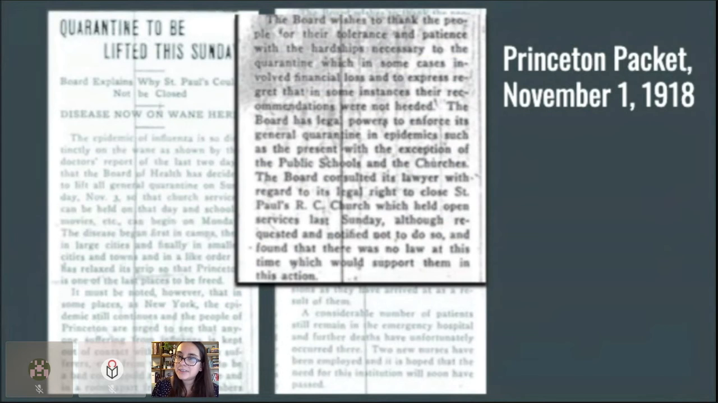The board had legal power to enforce the general quarantine in epidemics such as the present, with the exception of the public schools and the churches. The board consulted its lawyer with regard to the legal right to close St. Paul's Roman Catholic Church, which held open services last Sunday, although requested and notified not to do so, and found that there was no law at this time which would support them in this action.